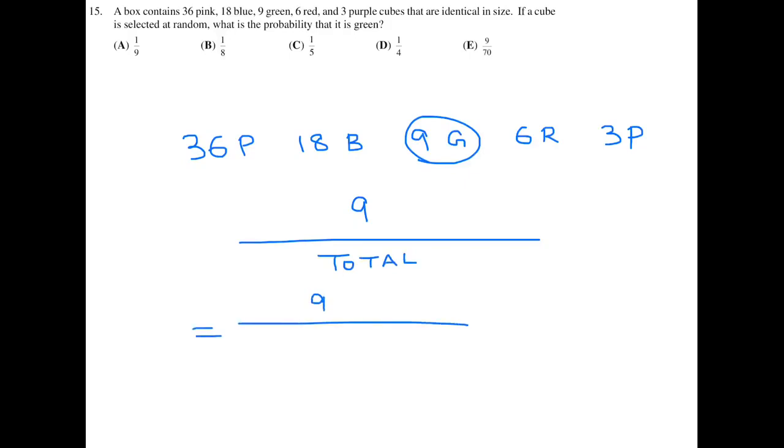So 9 over 36 plus 18 plus 9 plus 6 plus 3. And this looks like 9 over 72. And that in lowest terms would be 1 over 8. So I think that's it. That's all they're asking for. So 15 would be B.